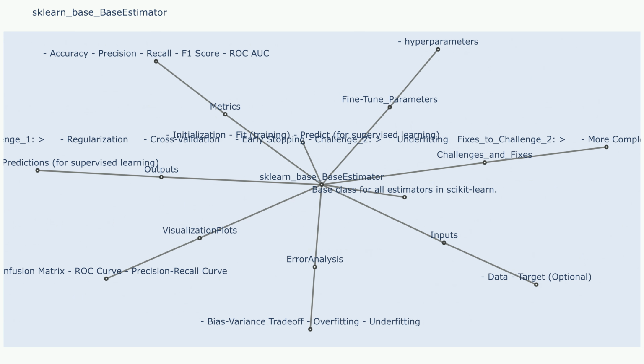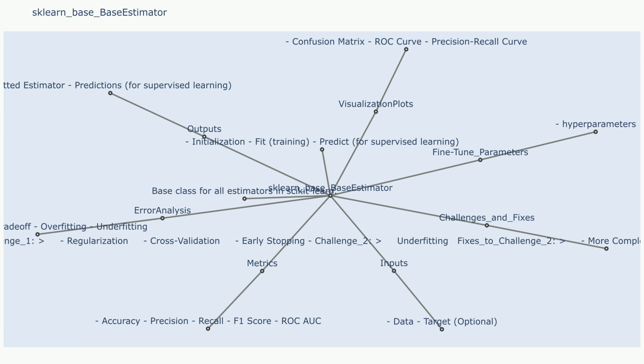Challenges and fixes. Challenge 1: overfitting. The model learns the training data too well and fails to generalize to new data. Sample use case that resulted in challenge 1: using a complex model with too many parameters on a small dataset. Fixes to challenge 1: use regularization techniques, e.g., L1, L2, to penalize complex models. Use cross-validation to evaluate the model's performance on unseen data. Simplify the model or use a smaller dataset.